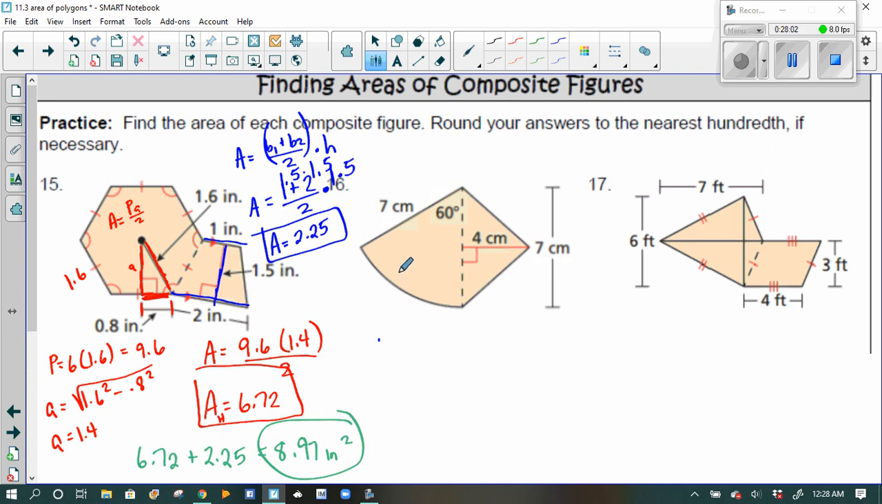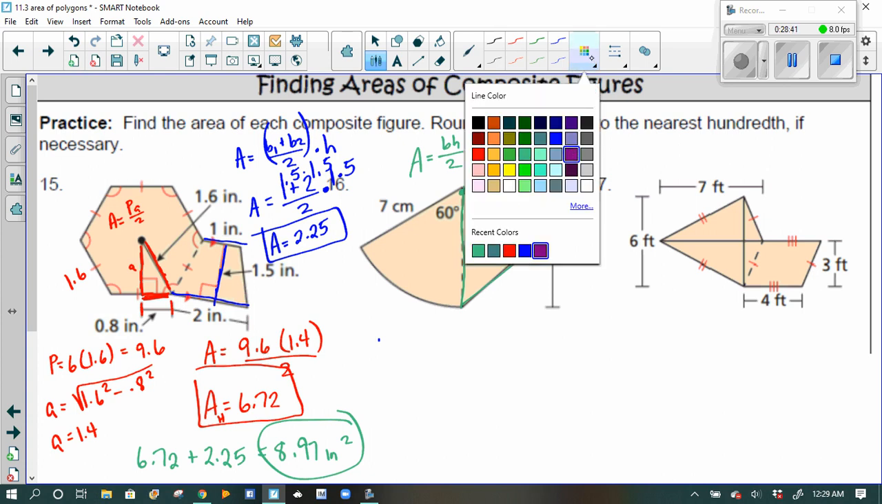Now over here, we've got this triangle. Okay, so we're going to find the area of the triangle. So the area of the triangle is base times height divided by 2. Well, they're telling me from here to here is 7. So the base is 7 times the height is 4 divided by 2. So 7 times 4 is 28. Half of 28 is 14. So the area of the triangle is 14.